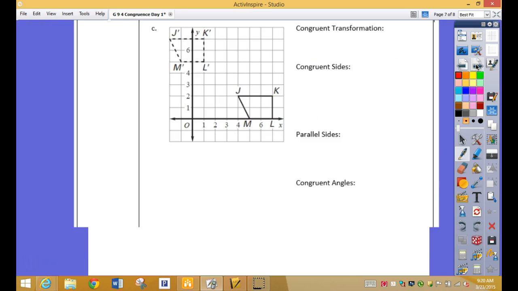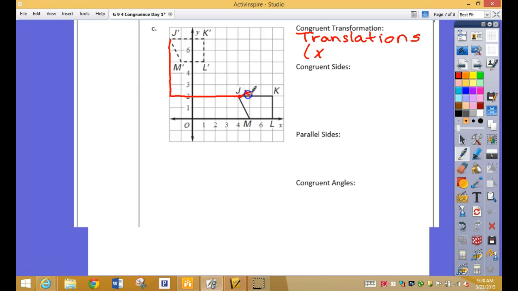Okay, last problem. What kind of a congruent transformation took place? A translation. We can't just put translation. Yep, a translation. But you have to tell me what. What did we do to the x? Here's my original. Let's just do the original J. What did I do to my J to get to the new image?